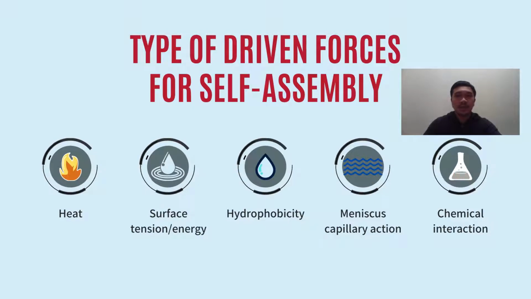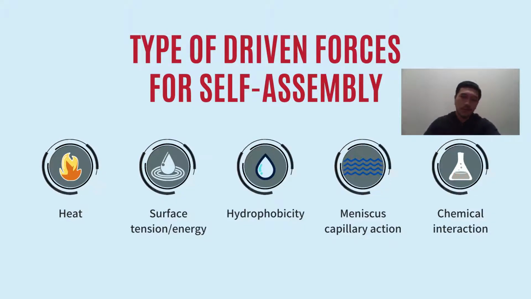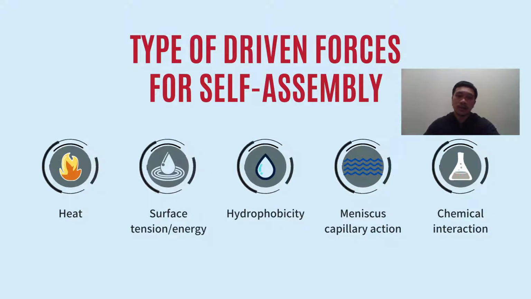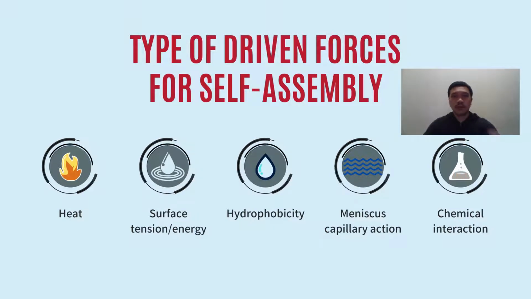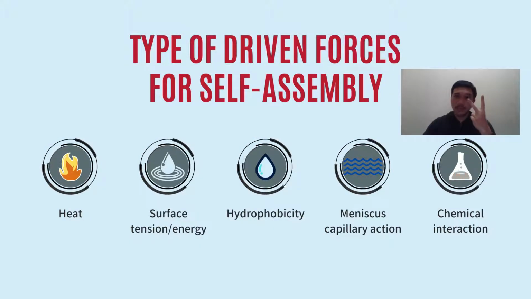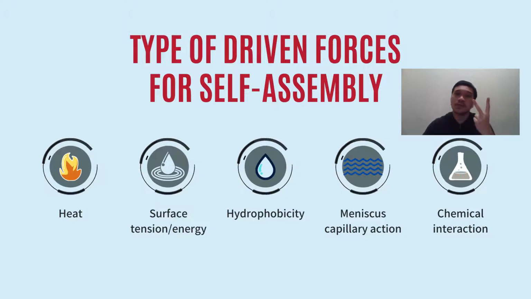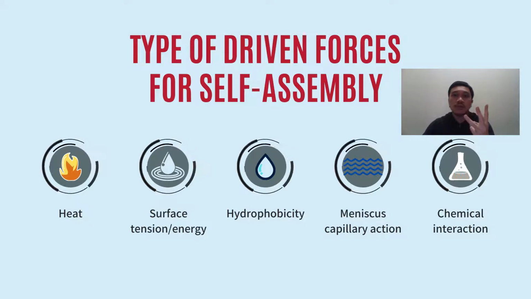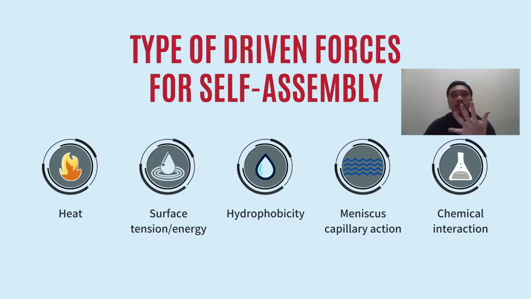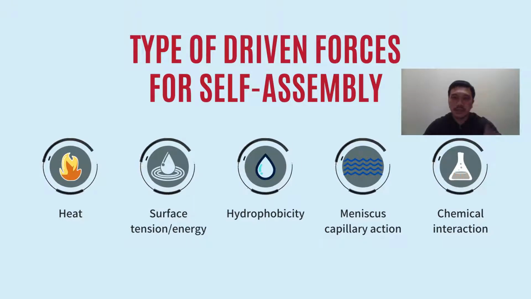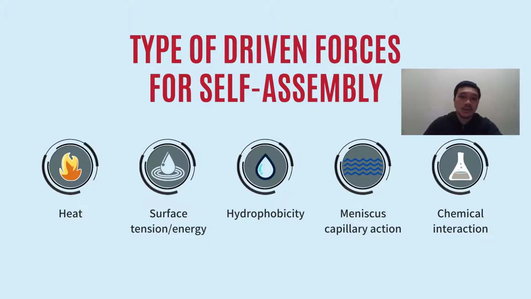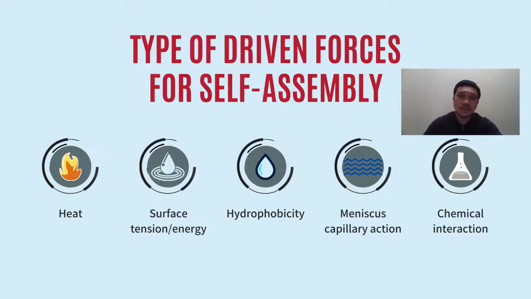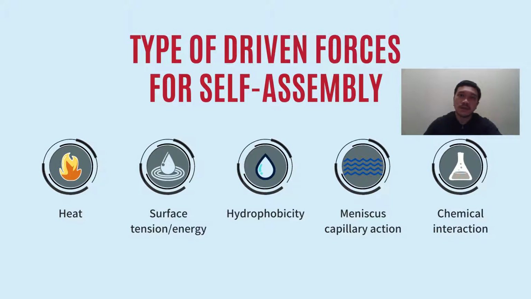So fundamentally, there are five common driven forces that are usually used in self-assembly. The first one is heat, the second one is surface tension, or also known as surface energy. The third one is hydrophobicity of the material, the fourth one is the meniscus capillary reaction, and lastly, the chemical interactions. Basically, those five driven forces have their own mechanism in producing force for the self-assembly.